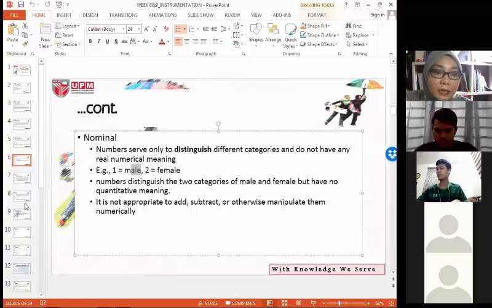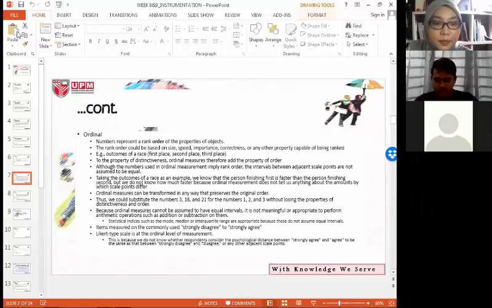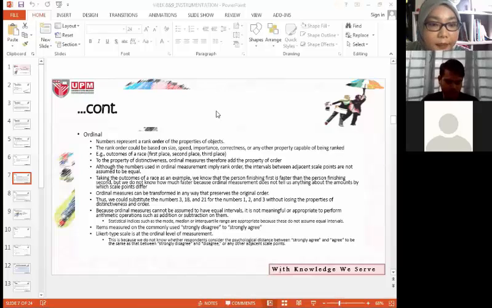Okay. So next one, it is ordinal. Ordinal represents a rank order of the properties of an object. The rank order could be based on size, speed, importance, correctness, or any other property capable of being ranked. Example, outcomes of a race: first place, second place, third place. To the property of distinctiveness, ordinal measures therefore add the property of order.